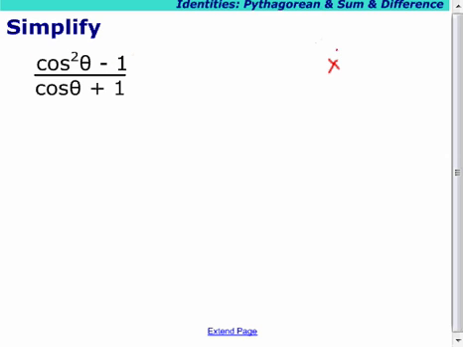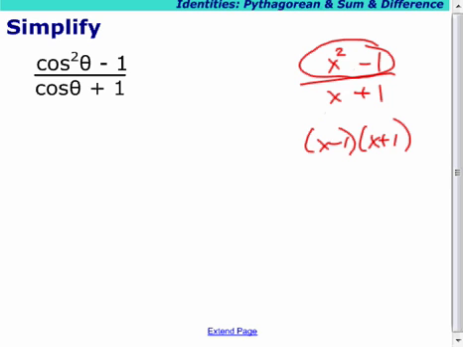Instead of cos theta, I'm just going to call that x squared minus 1. And down here, I'm just going to call that x plus 1. Sometimes it's nice to use the regular x's that we know and love, rather than the trig ratios, and then see what we can do. When I see x squared minus 1, I immediately think, oh, that's x minus 1, x plus 1. I can factor that. Well, I can do the same thing with trig ratios.